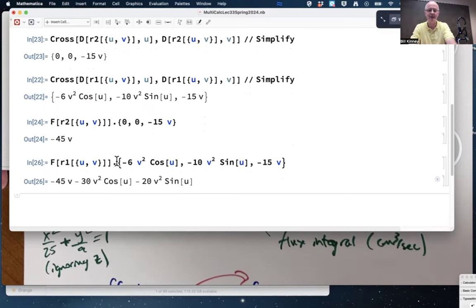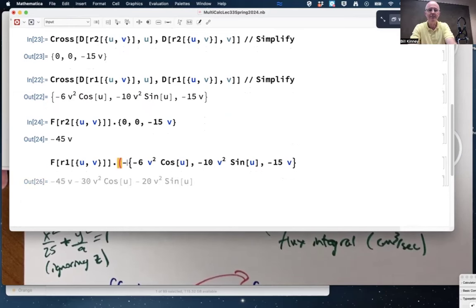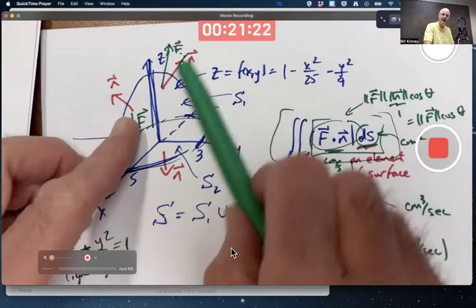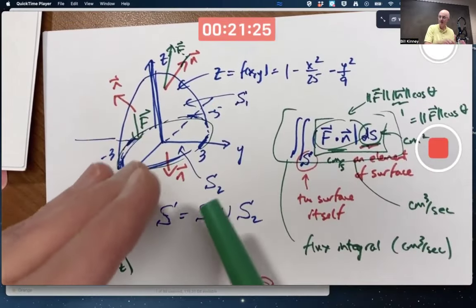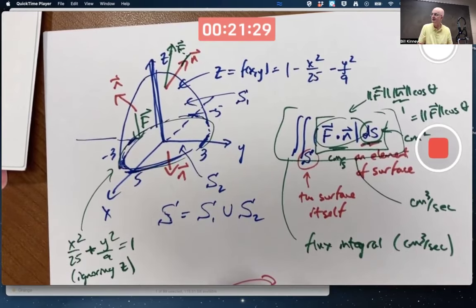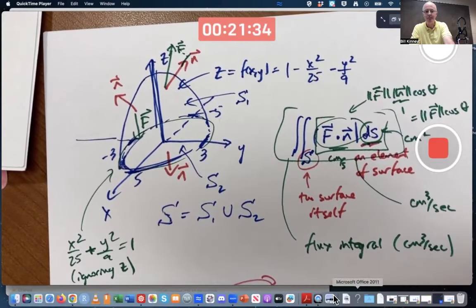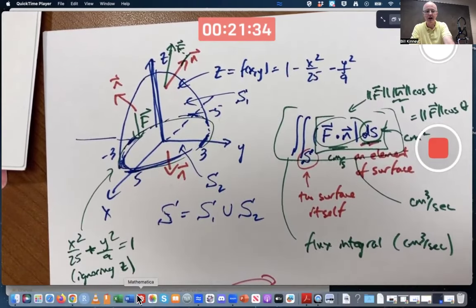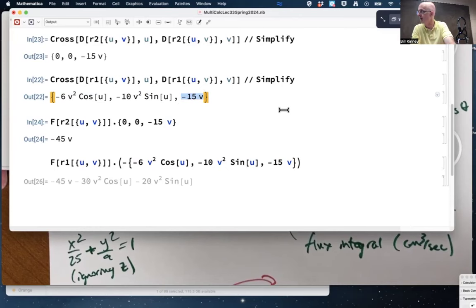Yeah, put a negative sign in front of this. Why? Because we want an outward pointing normal vector. Negative 15v is not going to be positive. Along the top of the surface, we want normal vectors, from the picture, that have positive z component. My cross product here did not have a positive z component. v varies between 0 and 1, so negative 15v is not positive. It's negative.